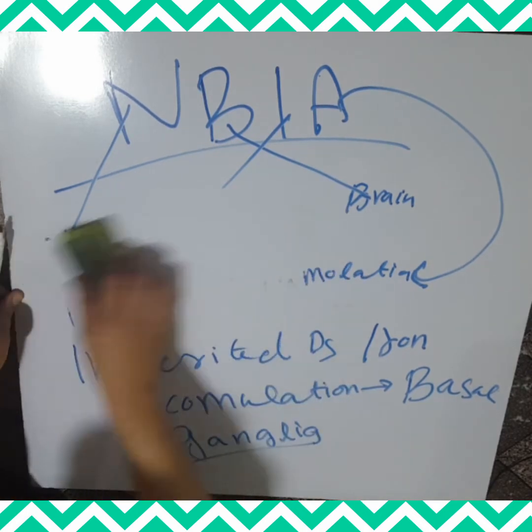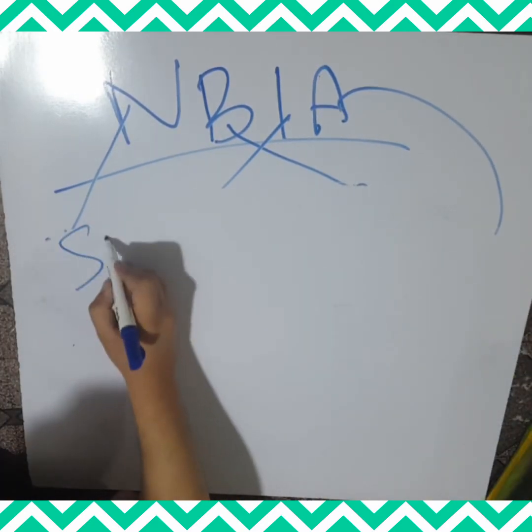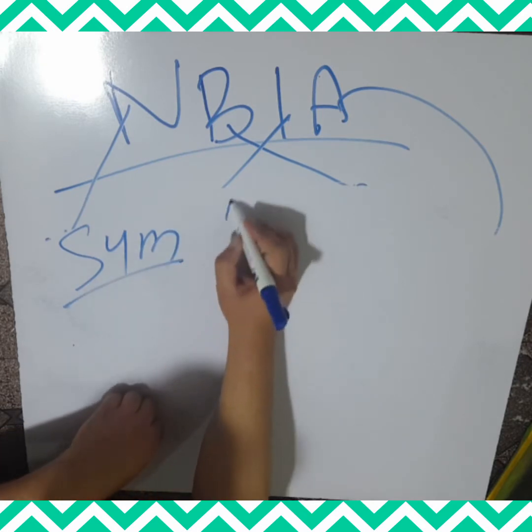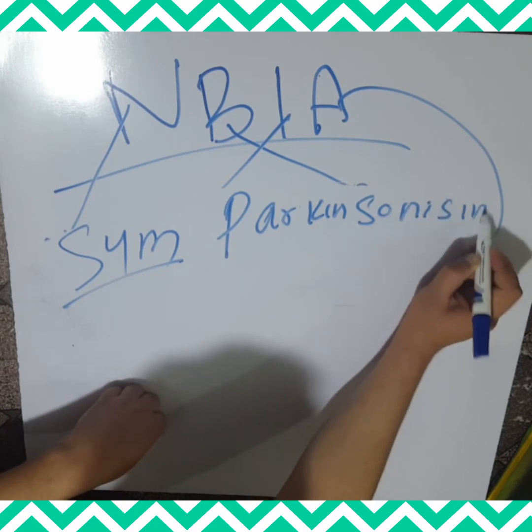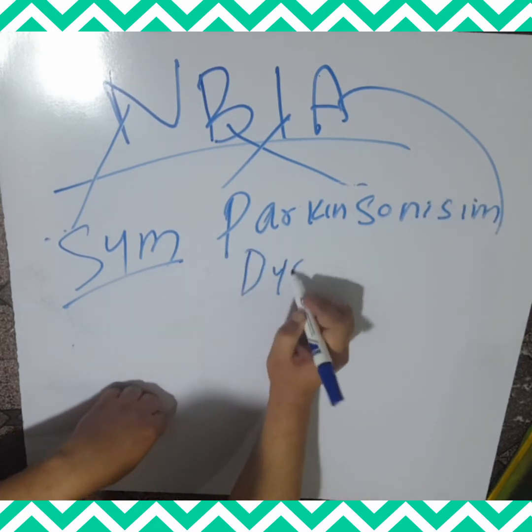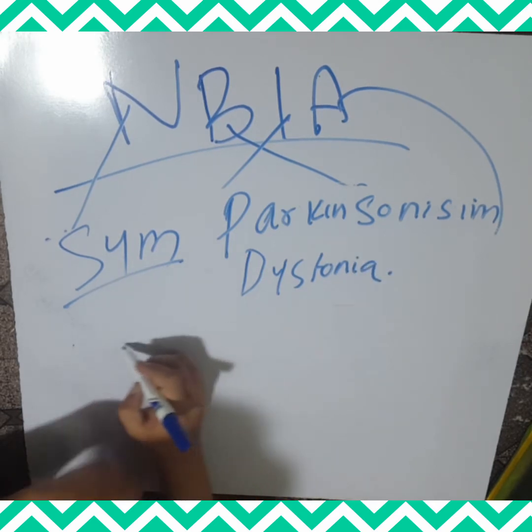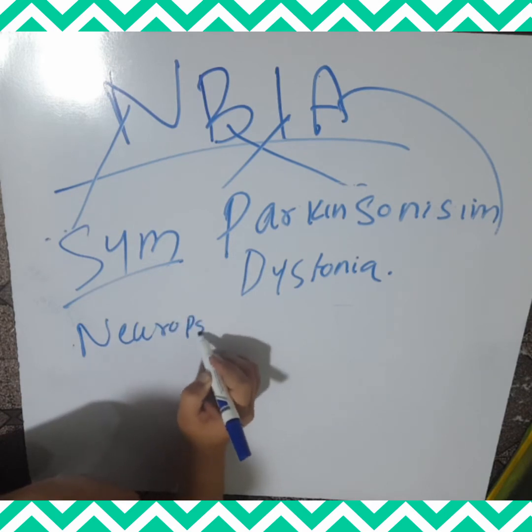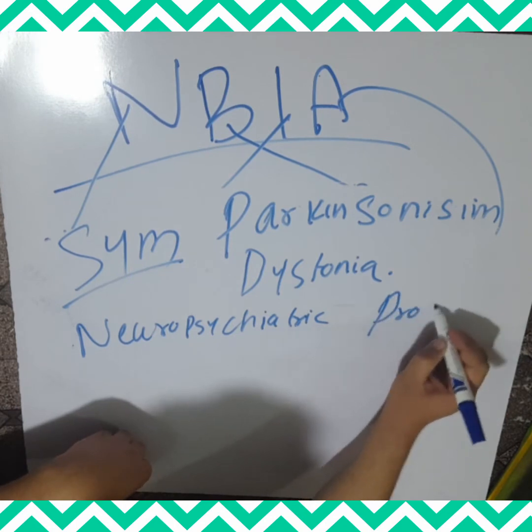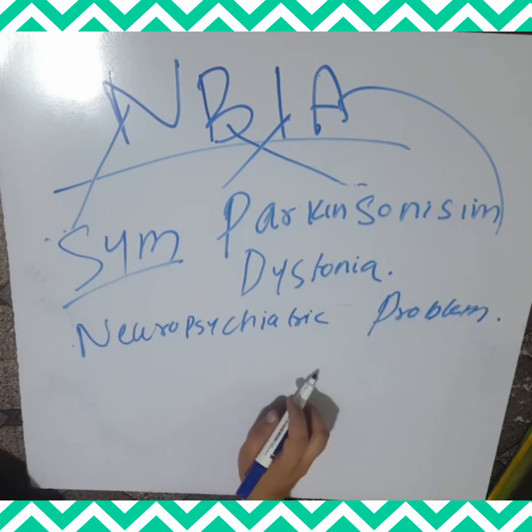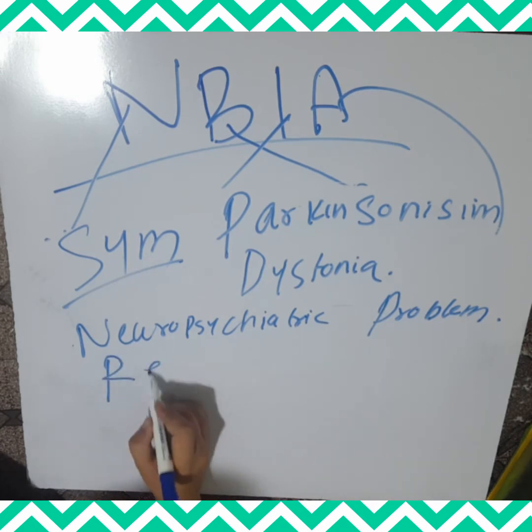Due to this disorder, the symptoms develop due to brain iron accumulation. The symptoms are Parkinsonism, dystonia, neuropsychiatric problems, and retinal degeneration.